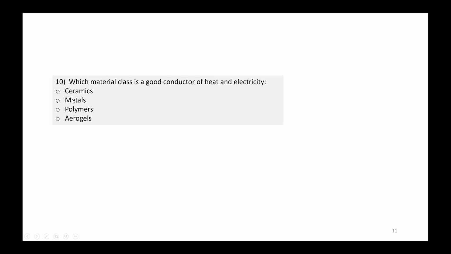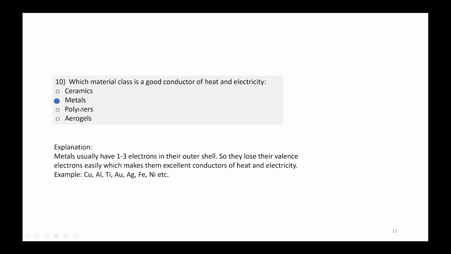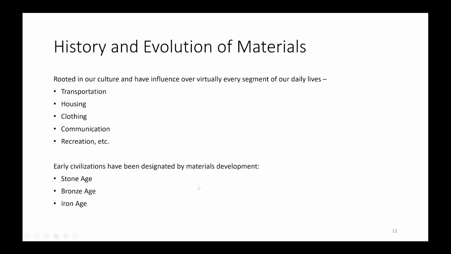In case of metals, they have valence electrons around 1 to 3, so they are loosely bound to the nucleus, so they can easily move. These electrons make them excellent conductors of heat and electricity. Some of the examples are copper, aluminium, titanium, gold, silver, iron and nickel.